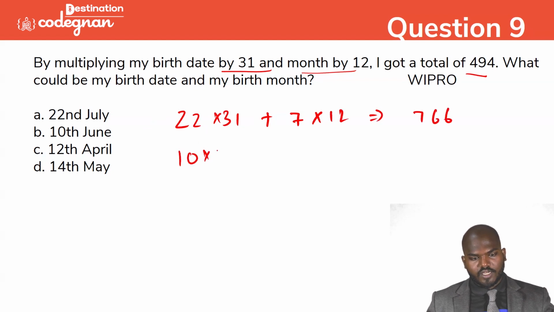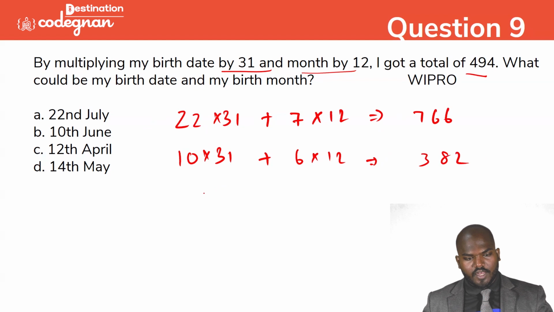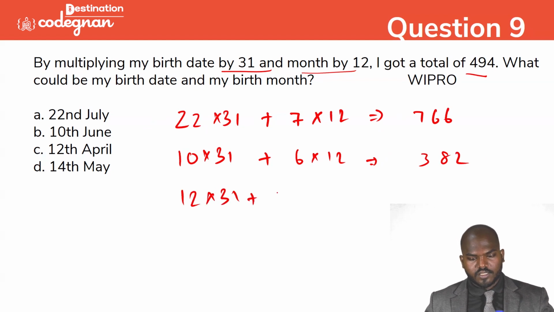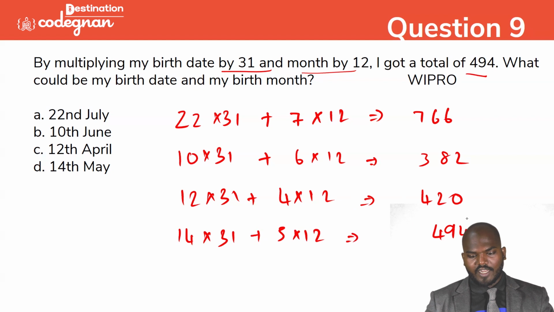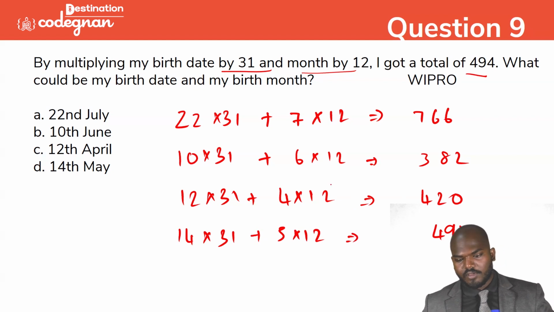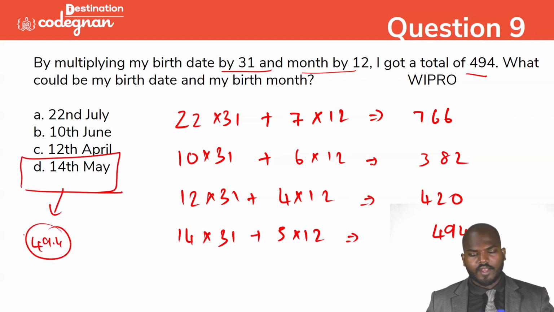Next, 10 times 31, plus June, which is 6 times 12. If you add it up, that will give you the answer 382. And next, 12 times 31 plus 4 times 12. If you add it up, that will give you 420. Next, 14 times 31 plus 5 times 12. We get 494. So that is option D. We will go for option D as the correct answer, because it's the only value that gives 494 as the final answer.